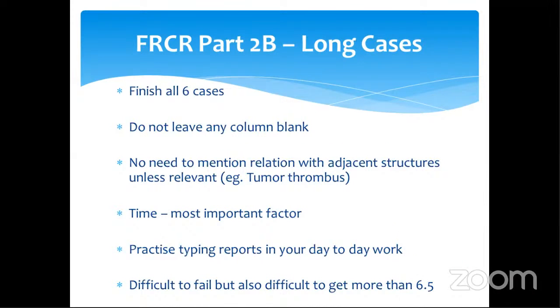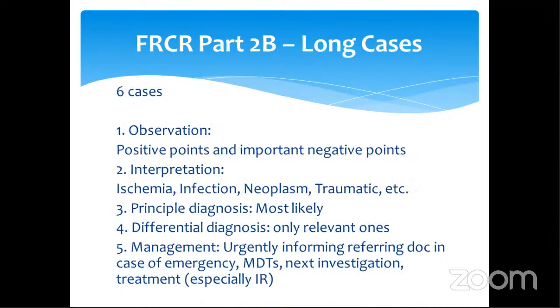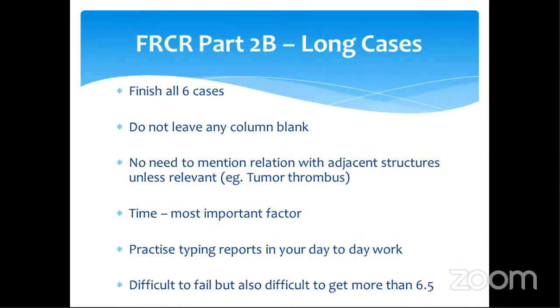So it's important to finish all 6 cases and don't leave any column blank. You will be presented with columns for all these 5 things: observation, interpretation, and all. So don't leave any blank. There is no need to mention relation with adjacent structures for any mass or something unless they are relevant. For example, you need to mention a tumor thrombus.